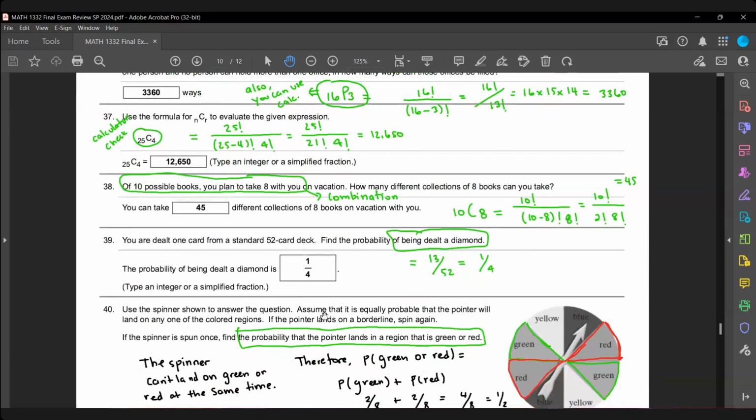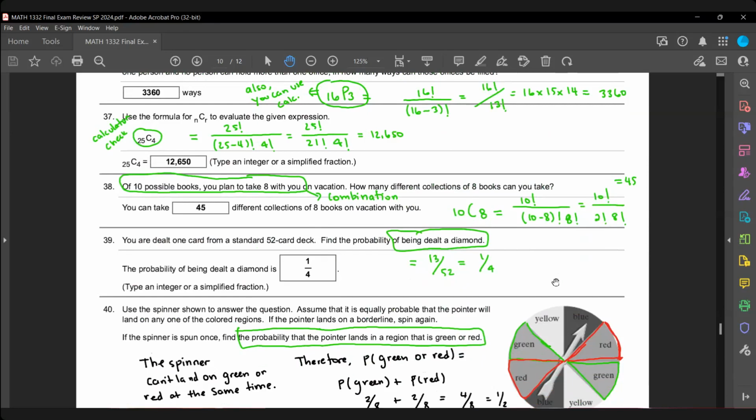Now we move to chapter 12, which begins with probability. Some very simple probability. You are dealt 1 card from the standard 52 card deck. Find the probability of being dealt a diamond. Well, where are these numbers coming from? There are 13 diamonds to choose from out of the 52. Simplifying this fraction leaves 1/4.